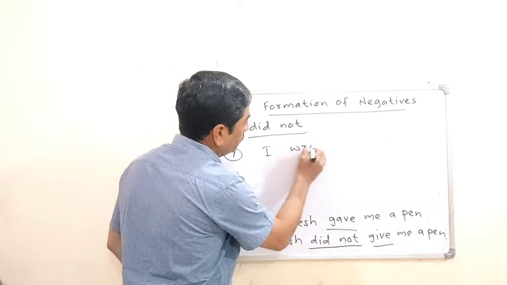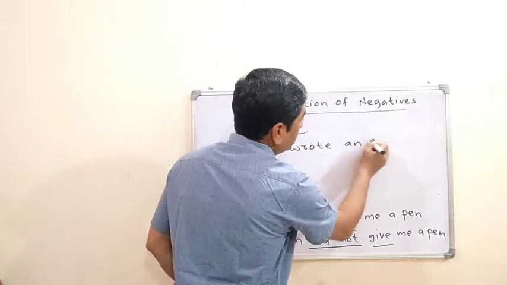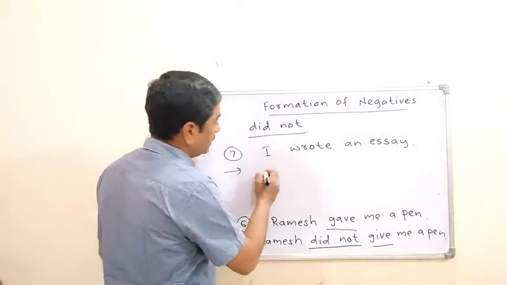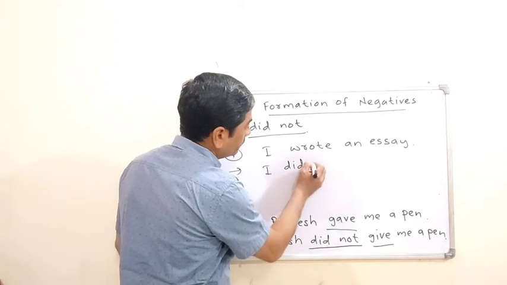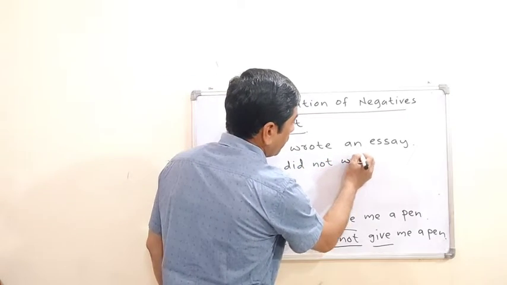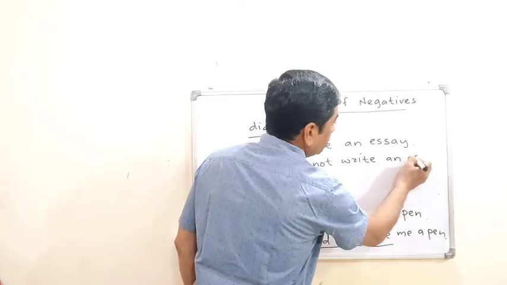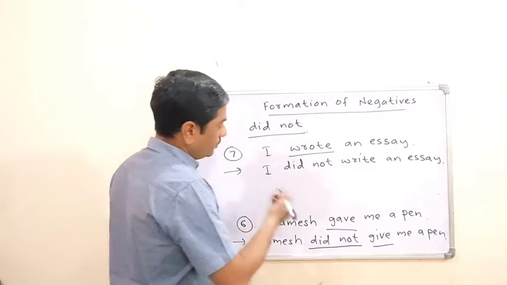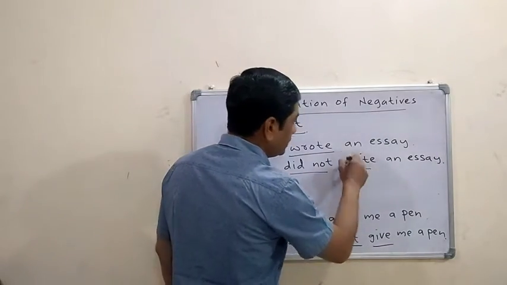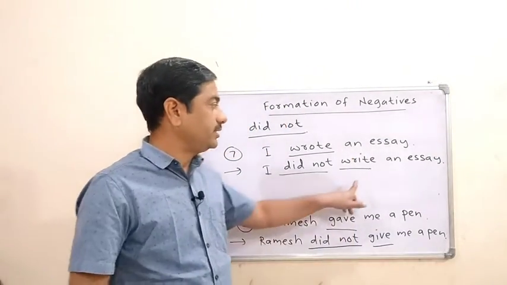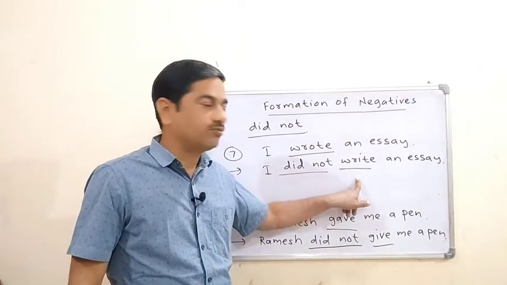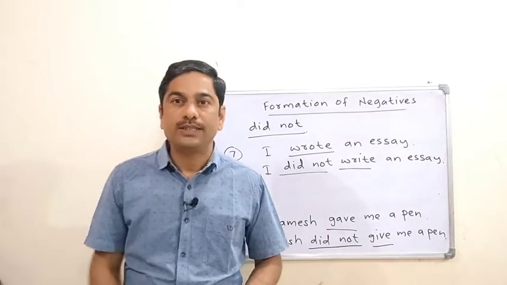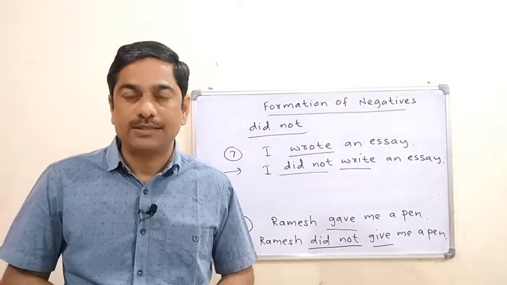I wrote an essay. Its negative is I did not write an essay. Wrote is the past form of write. So in a negative sentence, did not and the present form, the base form of the verb. I did not write. So today we studied how to form negative sentences.